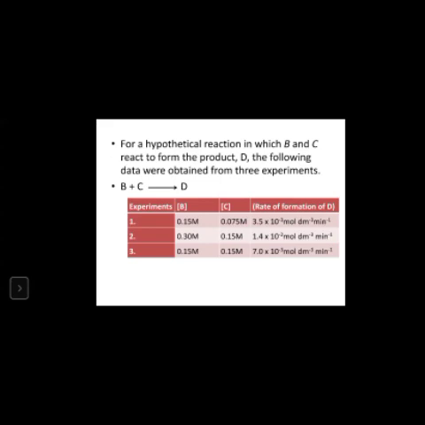Take a hypothetical reaction. B and C react to form a product D. The following data were obtained from 3 experiments. B and C are the reactants, and D is the product. So how does B affect the formation of D? How does C affect the formation of D? You need to perform experiments to find out. At the end of that, you can find the order with respect to B, find the order with respect to C, and then write the rate law.